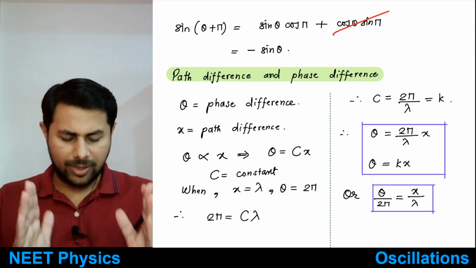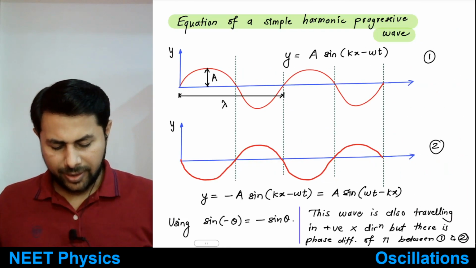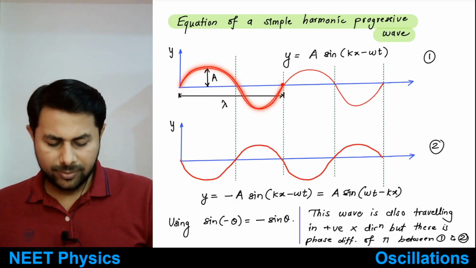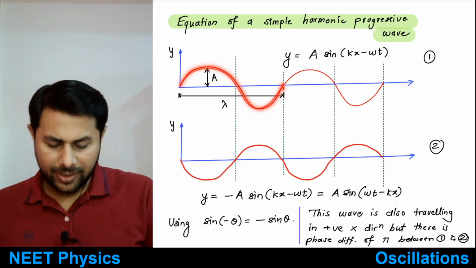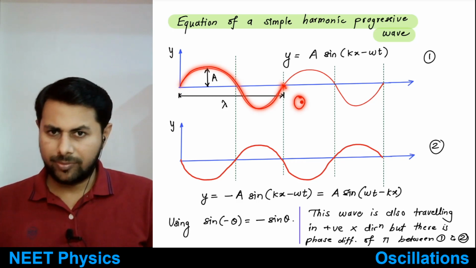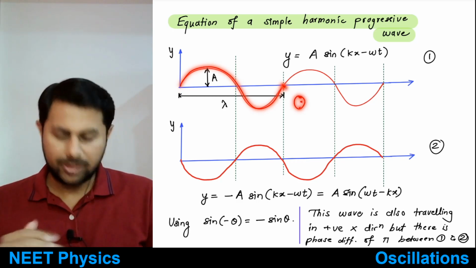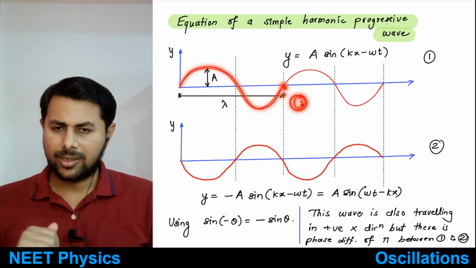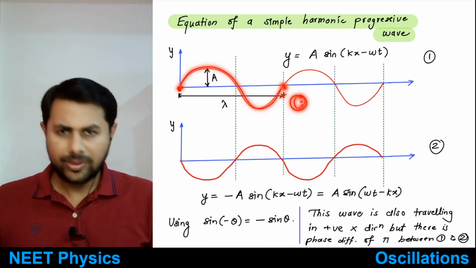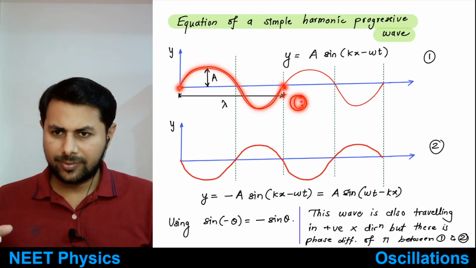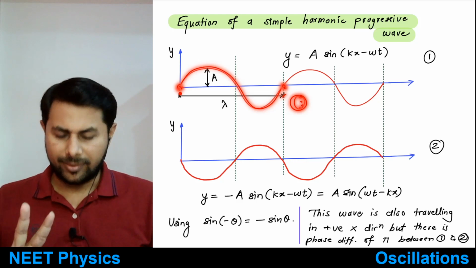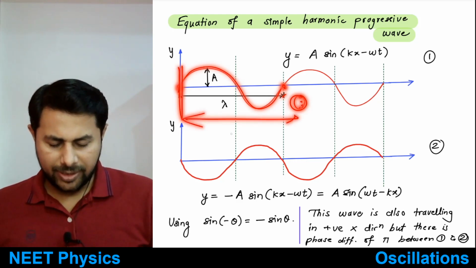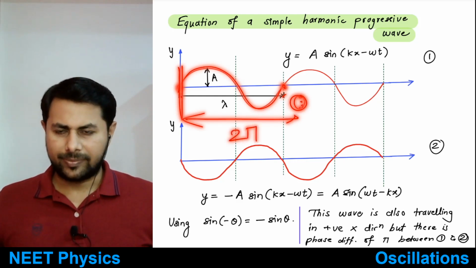If path difference is equal to lambda, here you can think about it in this way: the wave moves from here to here. So phase of this particle at this moment is equal to 0 because the wave has just reached this position. But what about the phase of the first particle, the particle at the start? The phase of this particle would be 2 pi because it has completed one oscillation, right? So how much is the phase difference between these two particles? Phase difference is 2 pi.